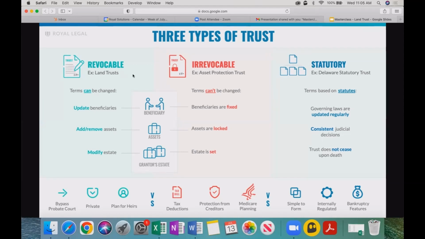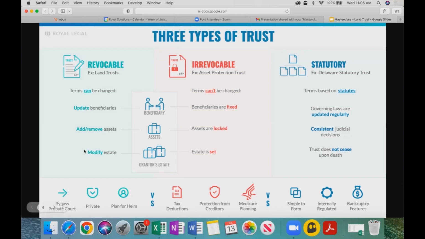So basically, as the name suggests, they can be revoked, they can be altered, changed. You can update beneficiaries, remove assets, modify it. It gives a lot of flexibility. One of the downsides is there's really no asset protection aside from the anonymity that they provide, but some of the benefits are listed here.